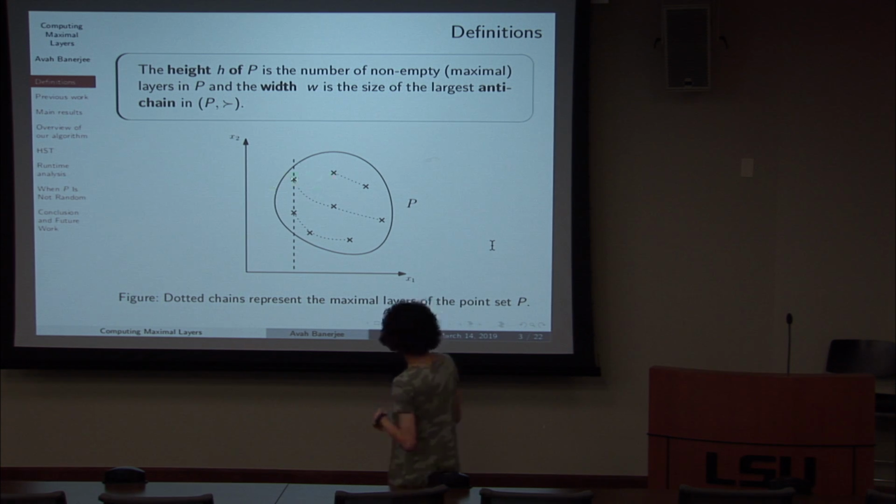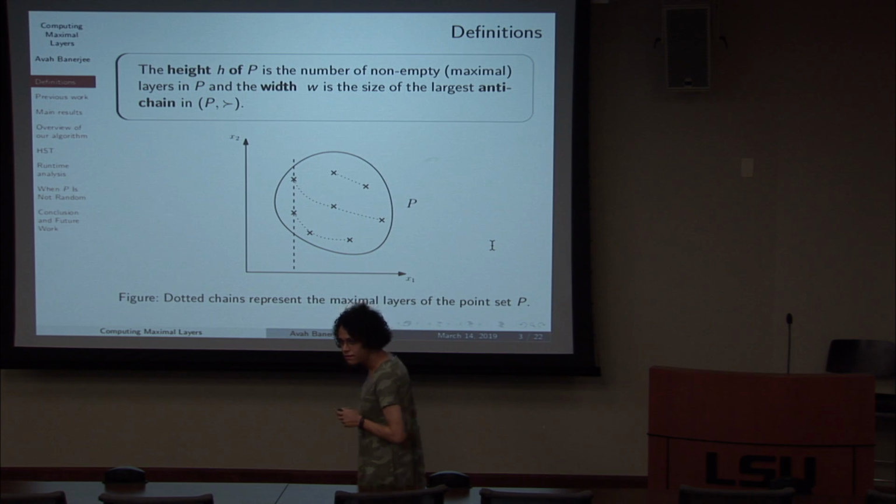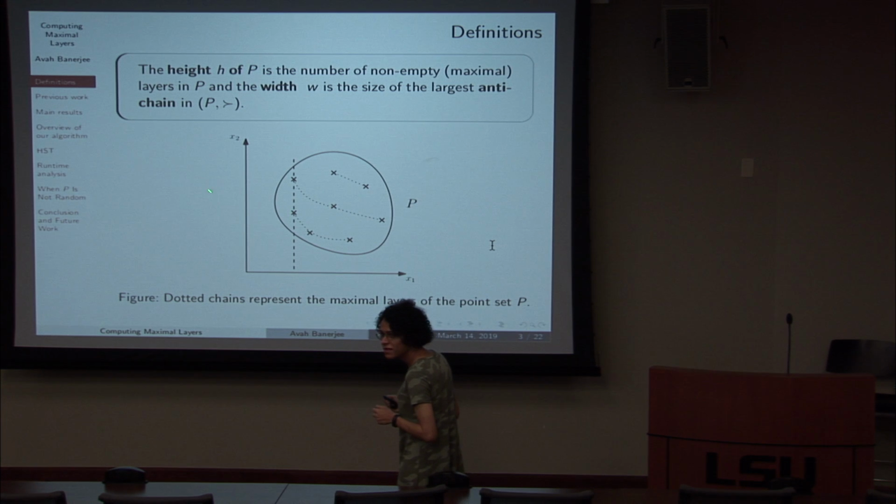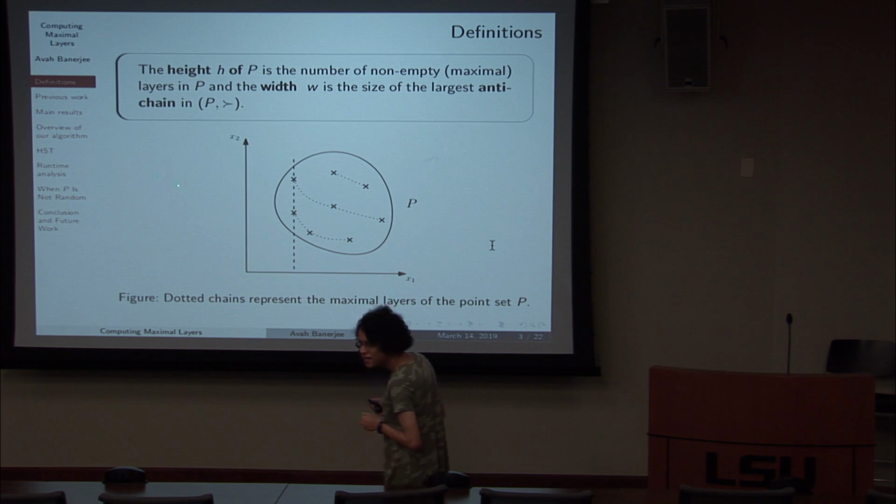So if a point is inside this region, it will be dominated. Excuse me, I still don't understand how there can be more than 1 point. I mean, how can there be more than 1 point in the maximal layer M1? It says it should dominate all other points in the set.